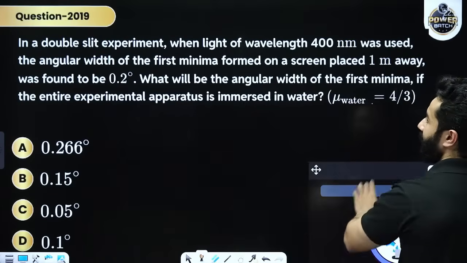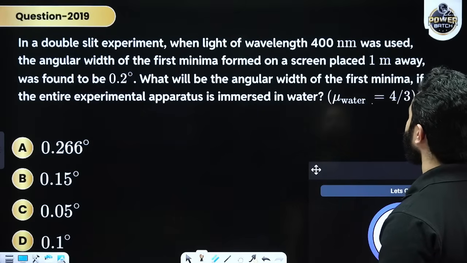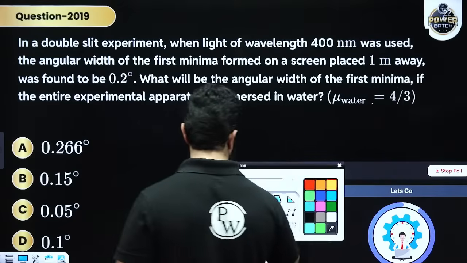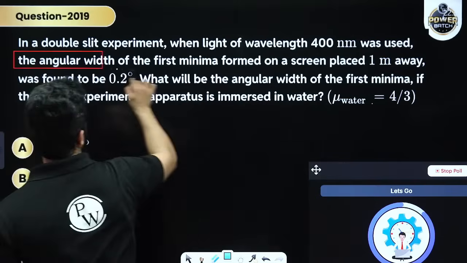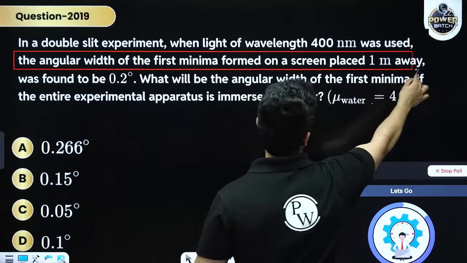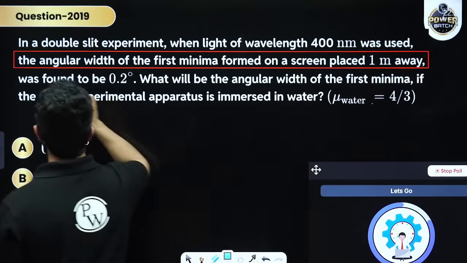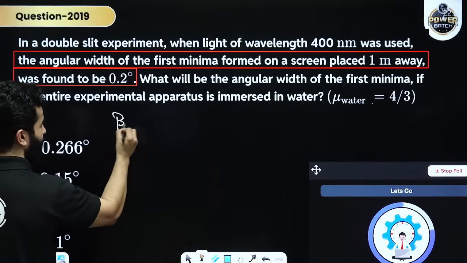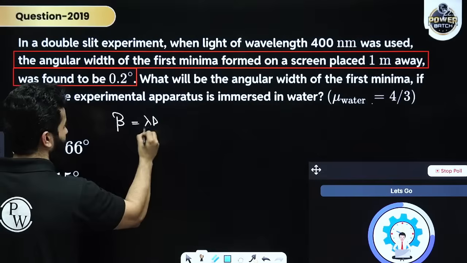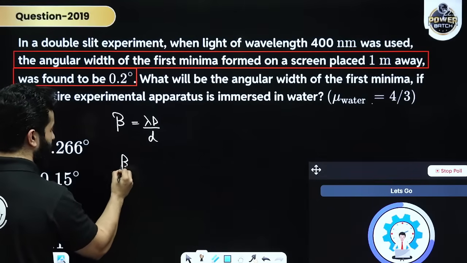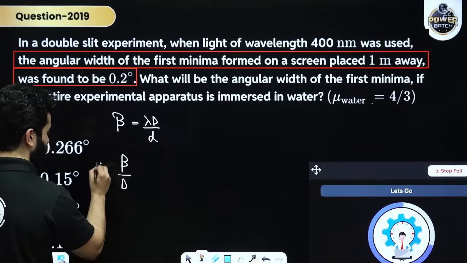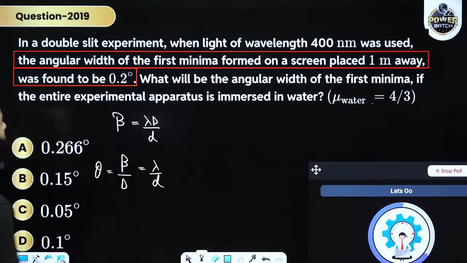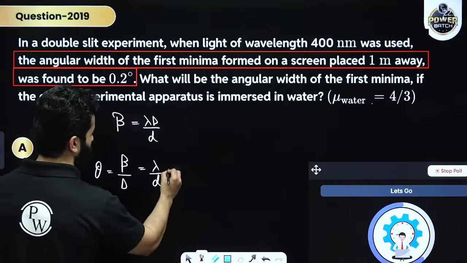In a double slit experiment, when light of wavelength 400 nanometer was used, the angular width of the first minima formed on the screen 1 meter away was found to be 0.2 degree. Dosto, fringe width beta is lambda capital D divided by small d. Angular width is beta divided by capital D. So this is lambda divided by small d, and it was found to be 0.2 degree.